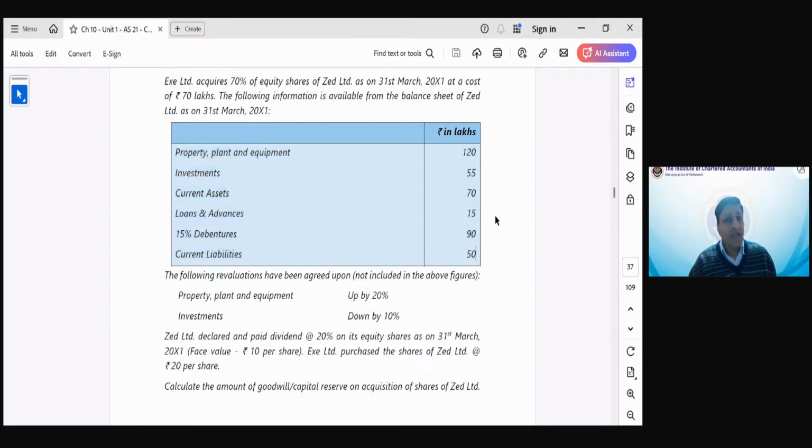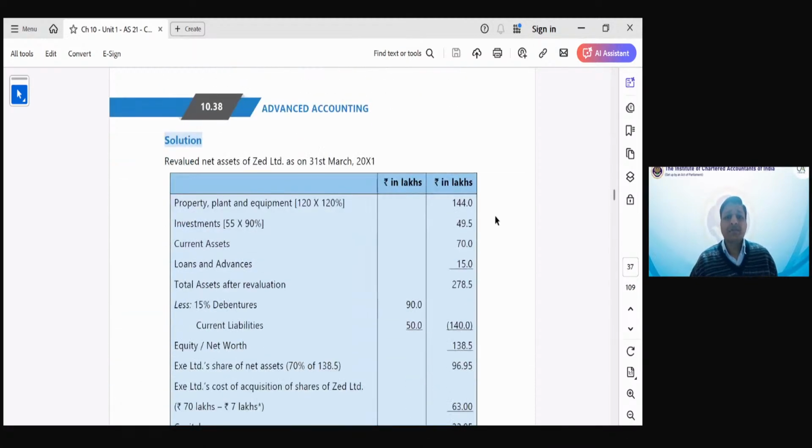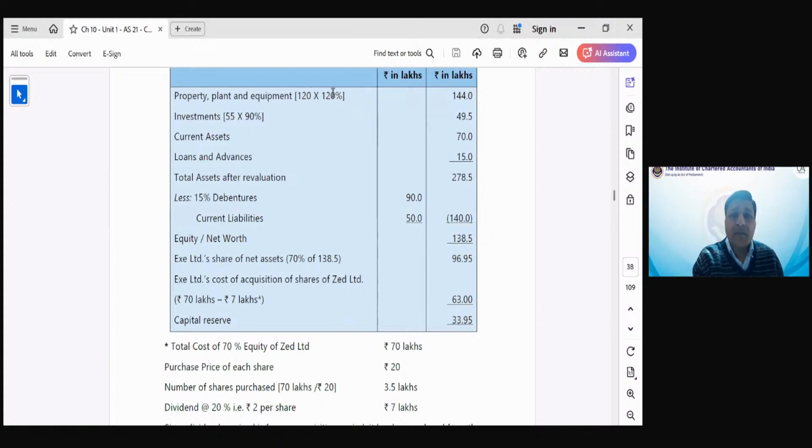Okay. So PPE, increase that by 20%. Investments decrease by 10%. Current assets, take them as it is. Loans, advances, no change. So the total assets you have received. Now, debentures and current liabilities, you will reduce that. No change in the book value. So what do you get? So this is the amount of net assets of the subsidiary company.